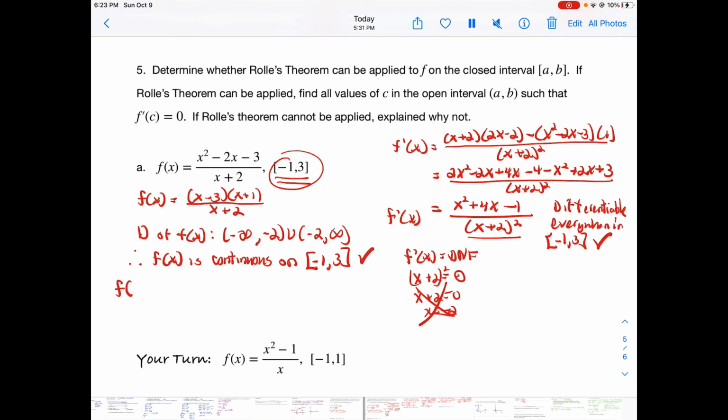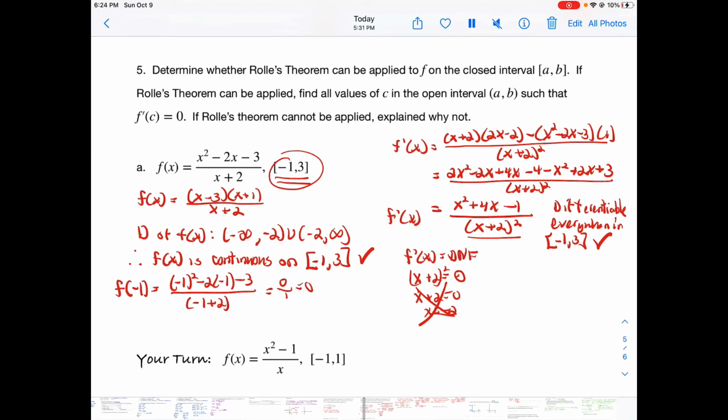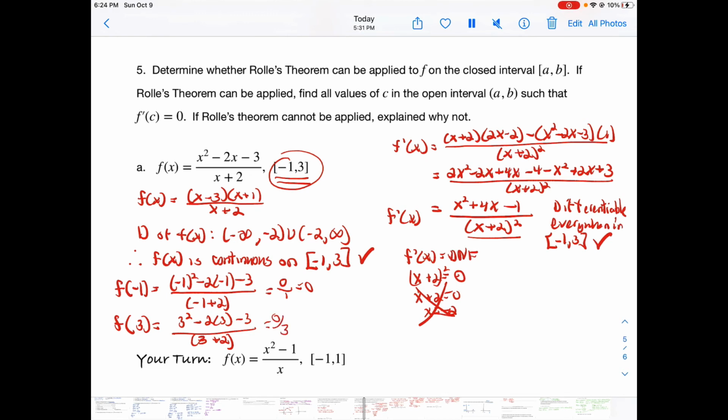So I'm going to evaluate my original function at -1. And I get 0 divided by 1, which is 0. And I'm going to evaluate my function at 3. And it is also equal to 0. So I've met all three conditions of Rolle's theorem. So therefore, all I need to do now is figure out where my derivative is equal to 0. And wherever that derivative equals 0, that will be our C value. That's guaranteed.